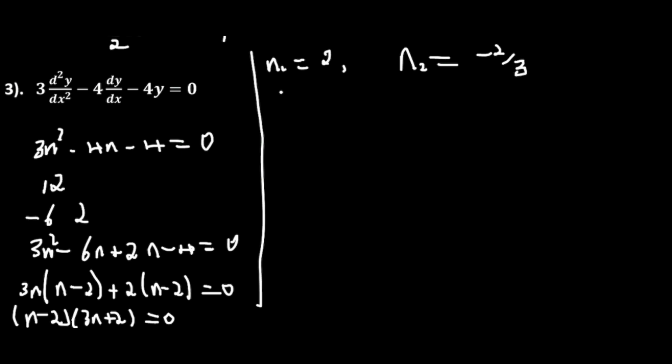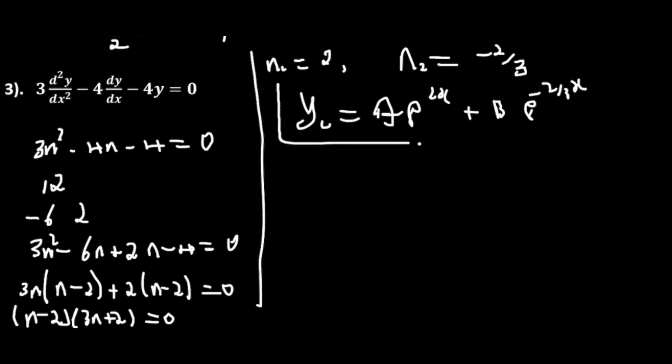So looking at this again, we have two real and distinct roots. Therefore our complementary solution will simply be a e to the 2x plus b e to the minus 2/3 x. So that's our solution.